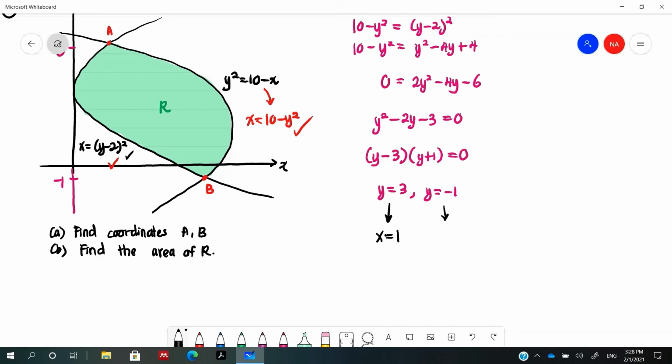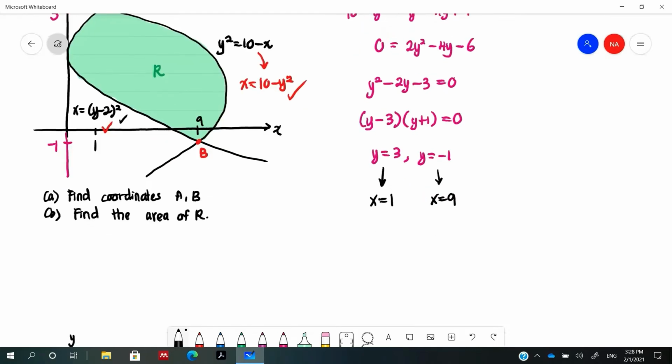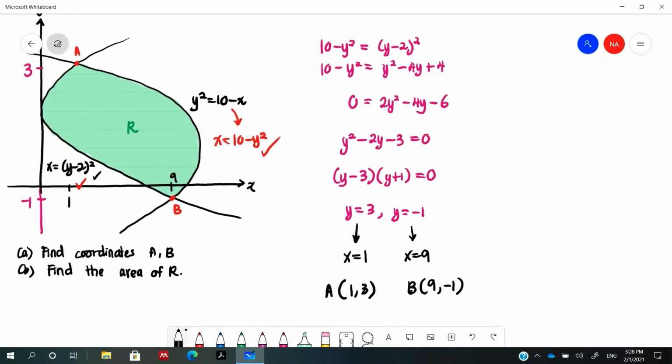All right. So for this one, negative 2 minus 3 should be negative 3. Negative 3 to the power of 2 should be 9. So x should be 9. All right. So for this one, of course, b will be 9 here, and this one should be 1. All right, so we have that a is equal to (1, 3) and b is actually given by (9, -1). Okay, so that is the coordinates for a and b.